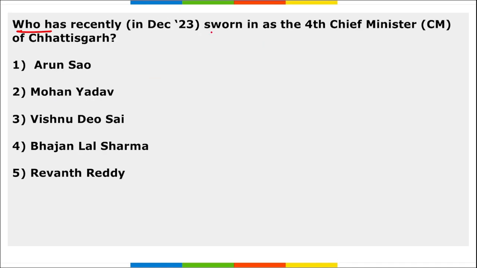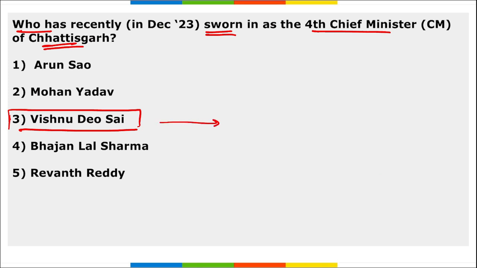Next, who has recently been sworn in as the fourth chief minister of Chhattisgarh? So Vishnu Deo Sai, right? He has been sworn in as the fourth chief minister of Chhattisgarh. Vishnu Deo Sai, he will be replacing whom? He will be replacing Bhupesh Baghel, who served as the chief minister of Chhattisgarh from 2018 to 2023.